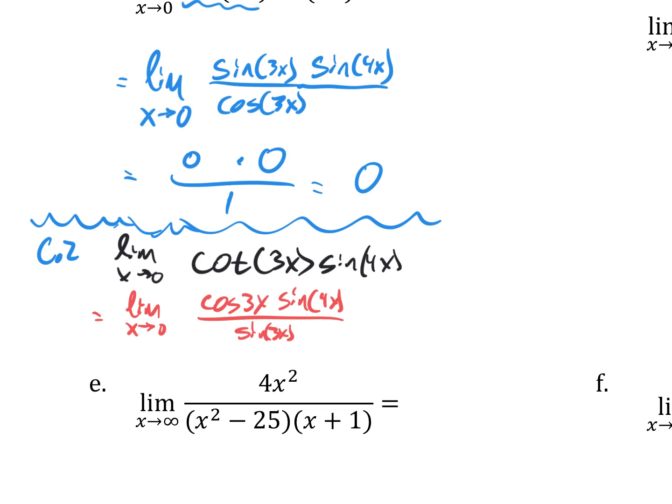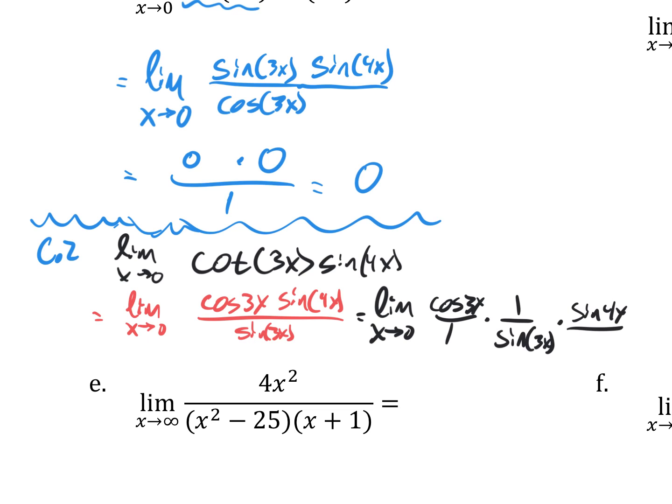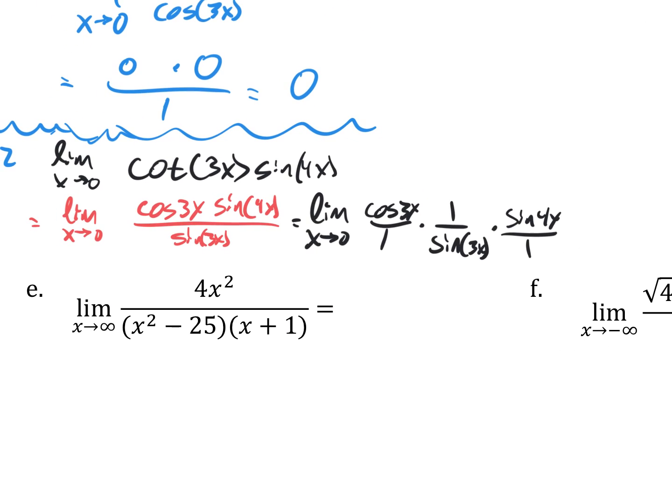All right, now maybe let me go ahead and break this up. Limit as x goes to 0 of, let's say we got cosine 3x over 1 times 1 over sine 3x times sine 4x over 1. Okay, so we have to ask ourselves, what do you wish was up here so that this limit, which should all be in parentheses, can be evaluated?